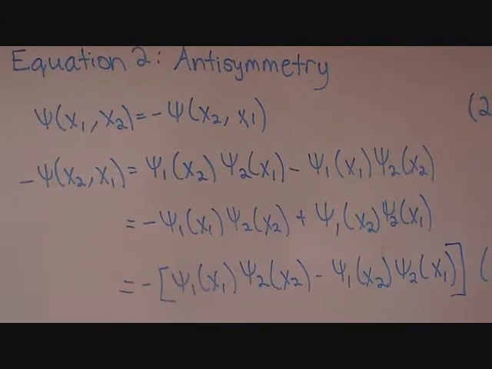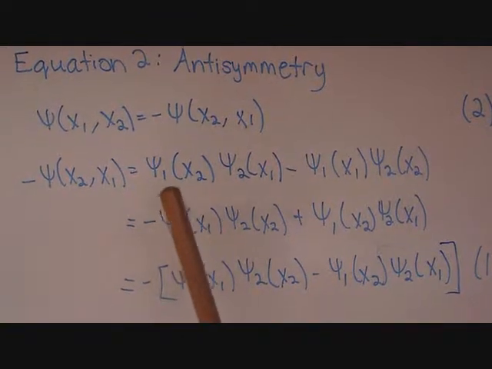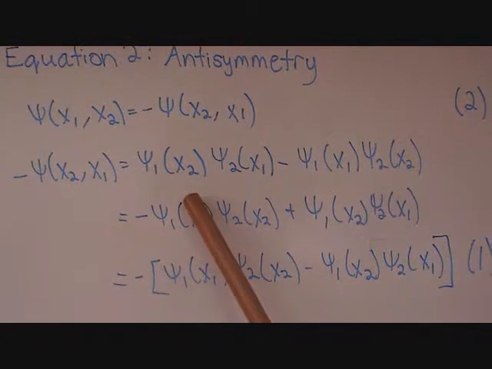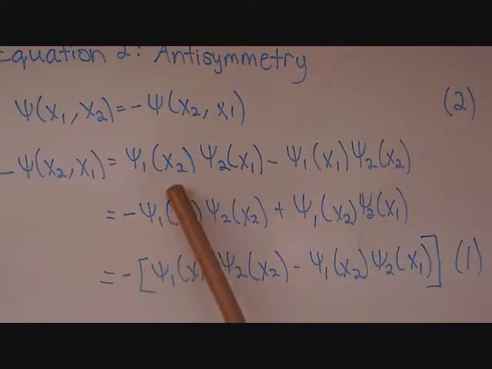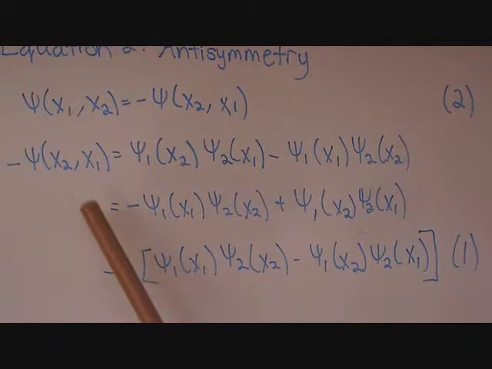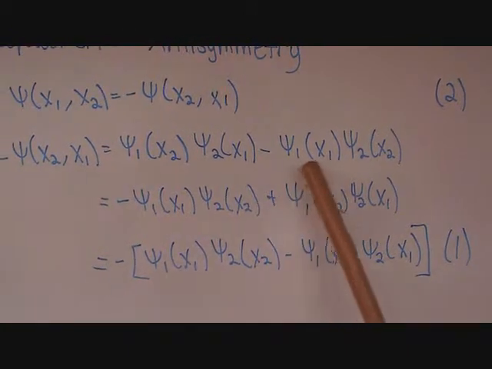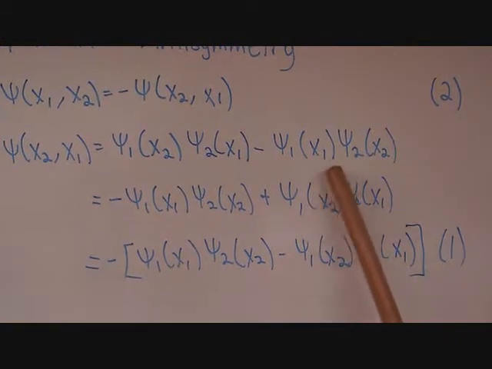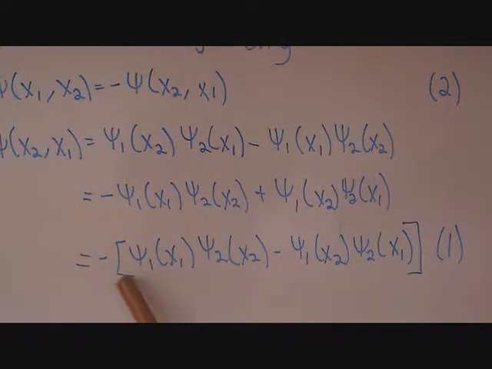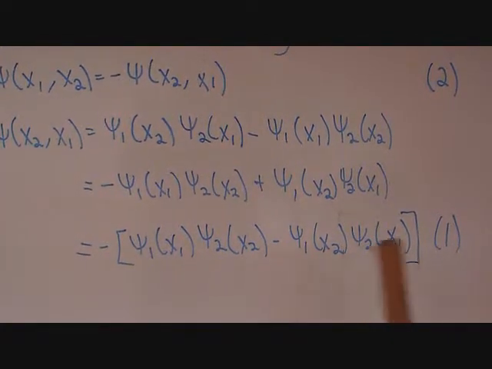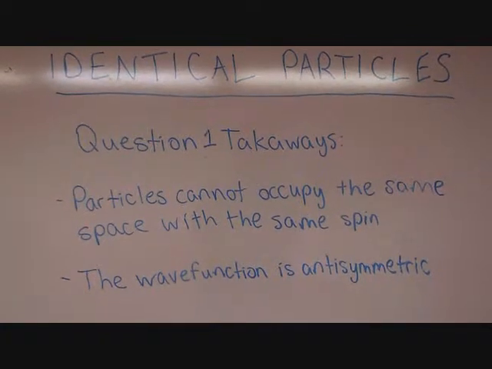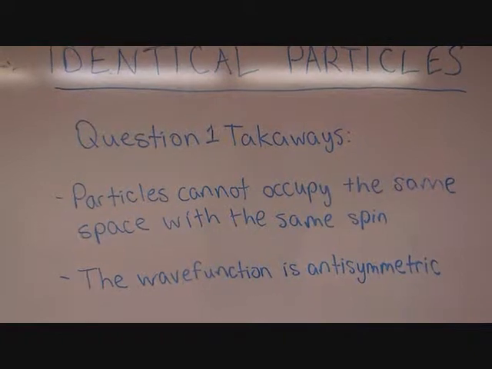In order to determine if our wave function is antisymmetric, we substituted each particle into the other's location, as seen right here. So, substituting the particles into the opposite positions, we evaluated the wave function to see if it was indeed the negative of the original wave function. We moved this term to the left and then factored out a negative, and we indeed get back to our original wave function. Therefore, our wave function is antisymmetric. So the takeaways from question 1 are that particles cannot occupy the same space with the same spin, and the wave function is antisymmetric.